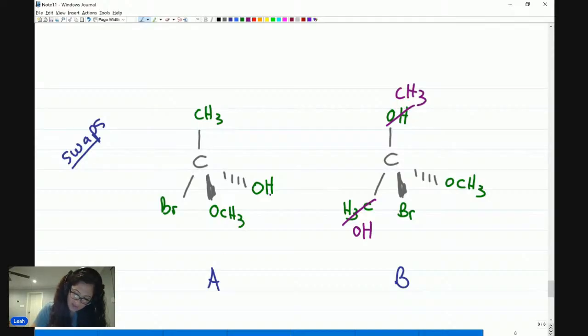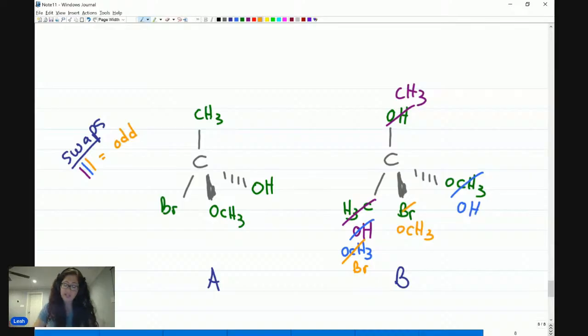Now, molecule A has an OH on the right. Oh, we have to count the first swap. Molecule A has an OH on the right, so let's put the OH on the right and the OCH3 here. That's 2. Molecule A has a bromine on the left. So I put the bromine back where it was, bromine on the left and then OCH3 to the right. That's 3, an odd number of swaps. Notice everything is perfectly lined up.